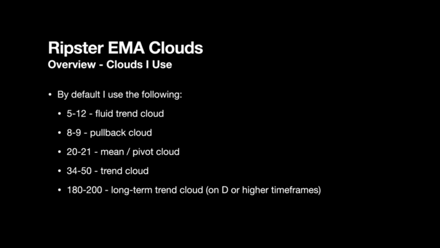The 180-200 is a long-term trend cloud. I typically use this just on the daily or higher time frames. And so that's a super useful cloud to understand sort of the long-term trend of a stock, particularly if you're position trading, you're buying and selling shares for long-term holds.